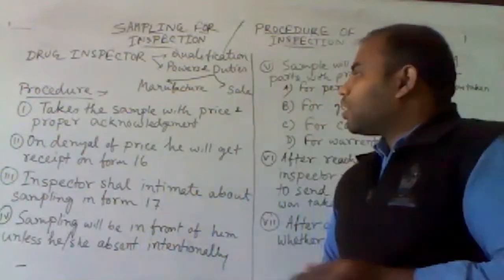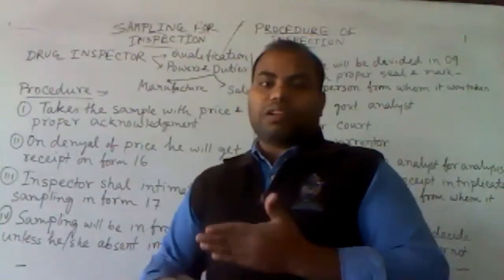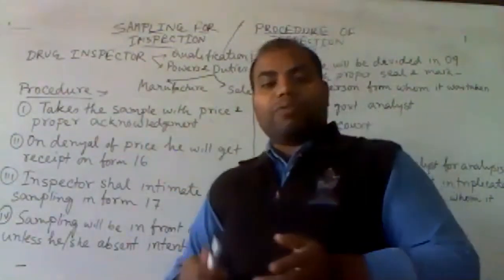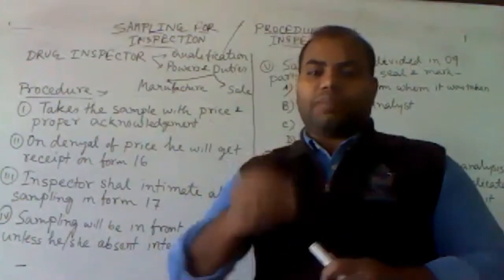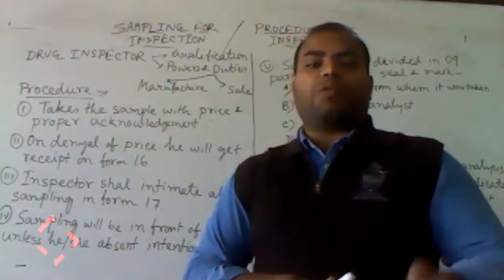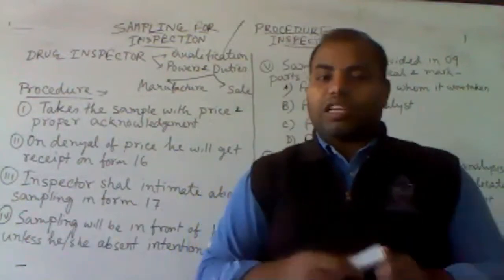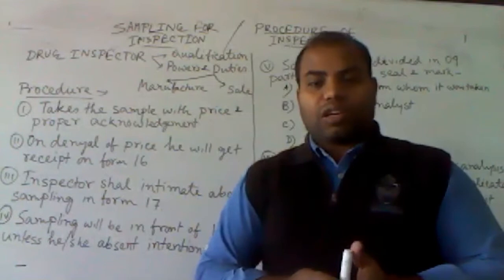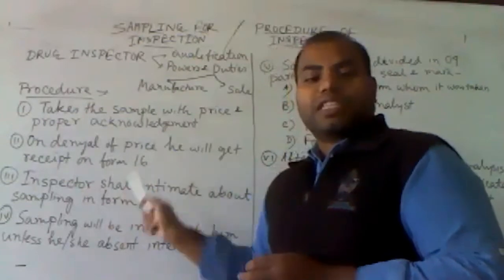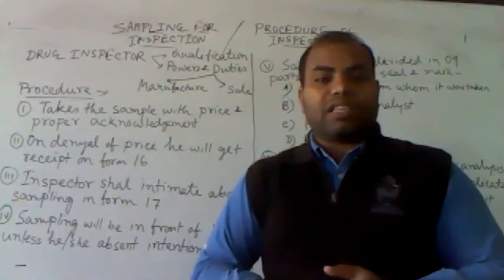Okay, whenever the drug inspector takes a sample, they take it with a proper price, that will be fair trading. Whether the drug inspector comes to your shop or your manufacturing area, he or she will take the sample with the proper price, along with a proper receipt and acknowledgement. If he or she refuses to take the price, in that case you will form a receipt on Form number 16.